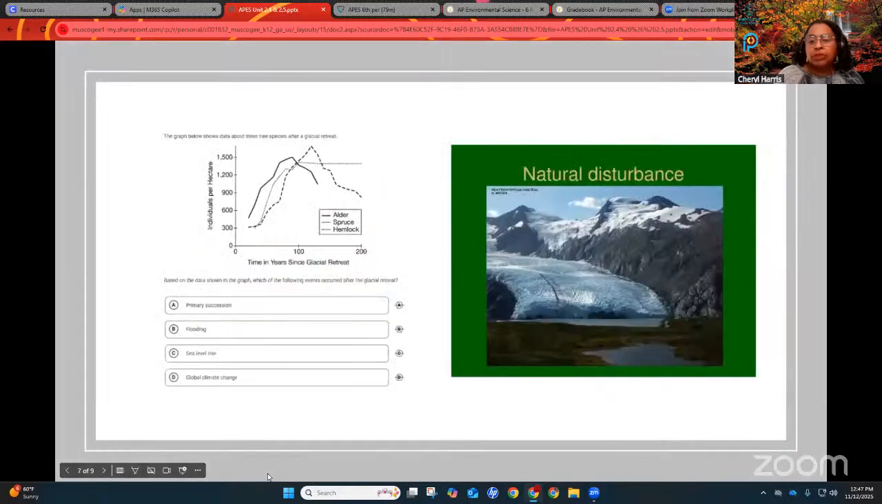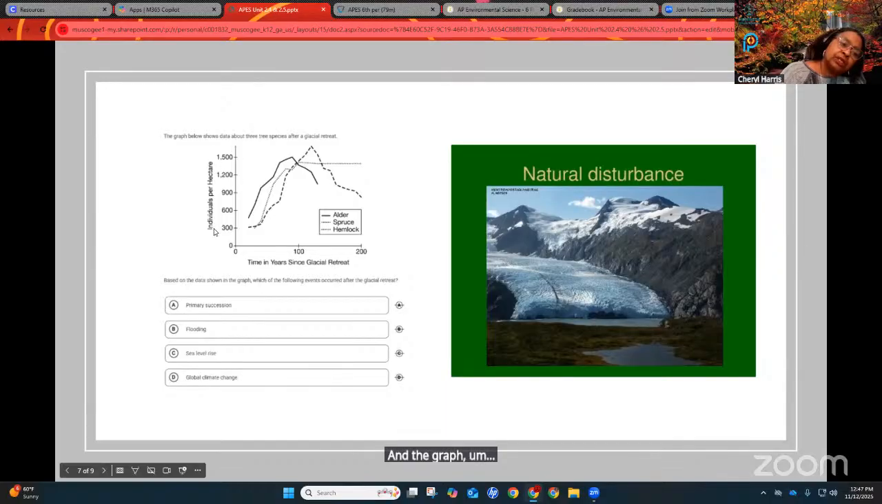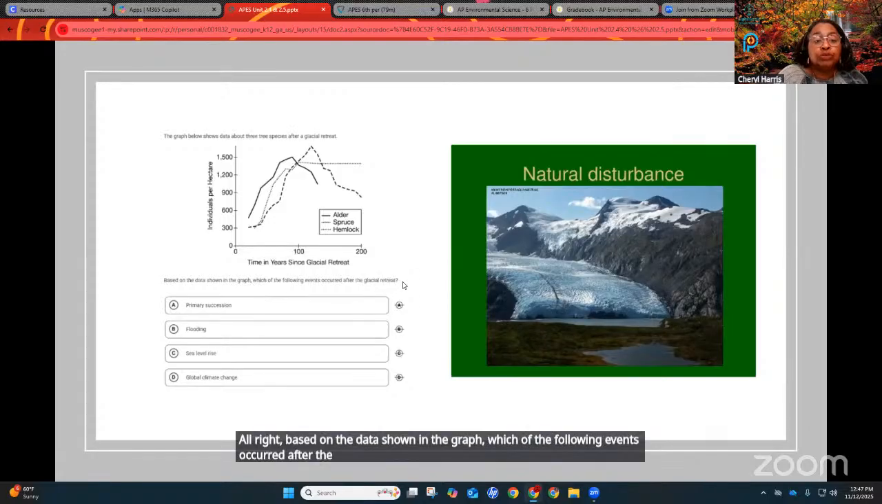All right, so this was the first question. They gave you a graph, and the graph has hectares, which means how much space it's taking up, and the time in years since the glacier retreat. That means you had a glacier and then it started to shrink. Based on the data shown in the graph, which of the following events occurred after the glacial retreat?